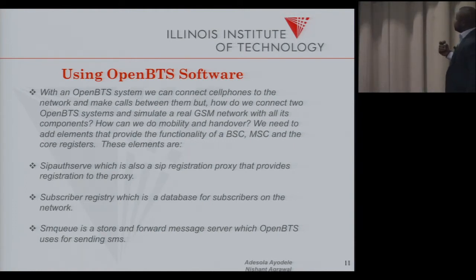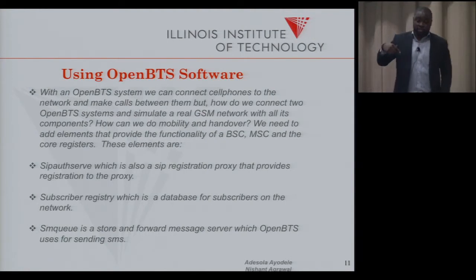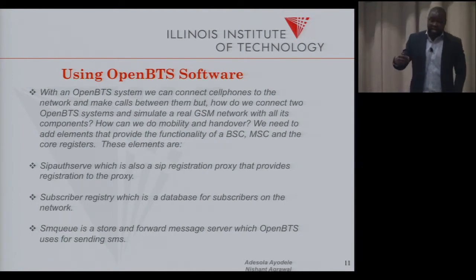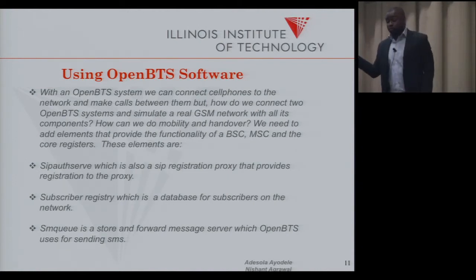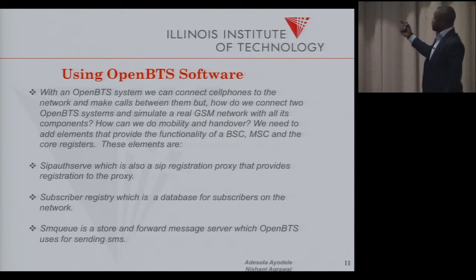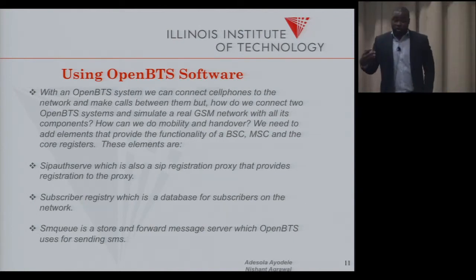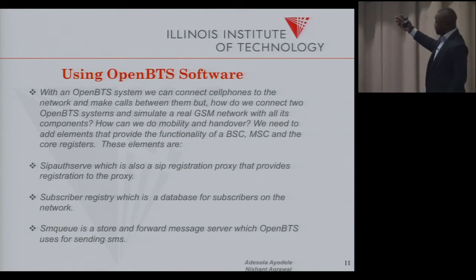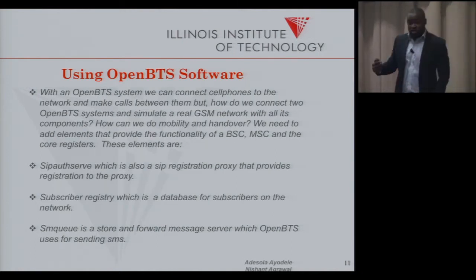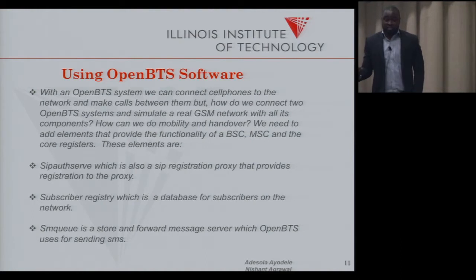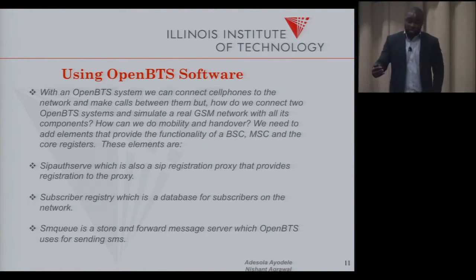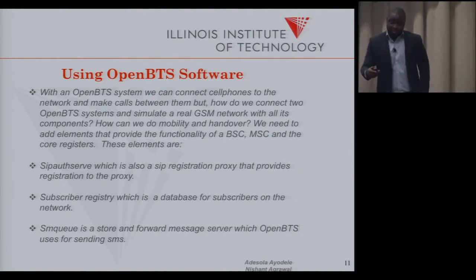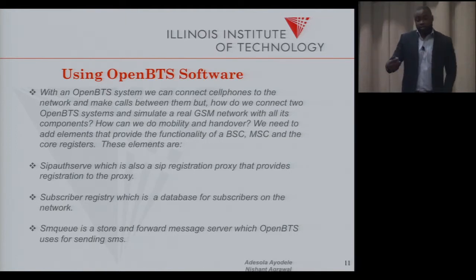It's a registration proxy that goes into the Asterisk to verify that the user is registered on the network, which is supposed to be our OpenBTS network. We also have the subscriber registry, which is the database of all the user agents on the network. This process has to take place before you can make calls on an OpenBTS. And then the SMQ is also a short message system: if you're not registered on the network, you have to send a text message, and then it'll register you on the network, and then you'll be able to make calls.